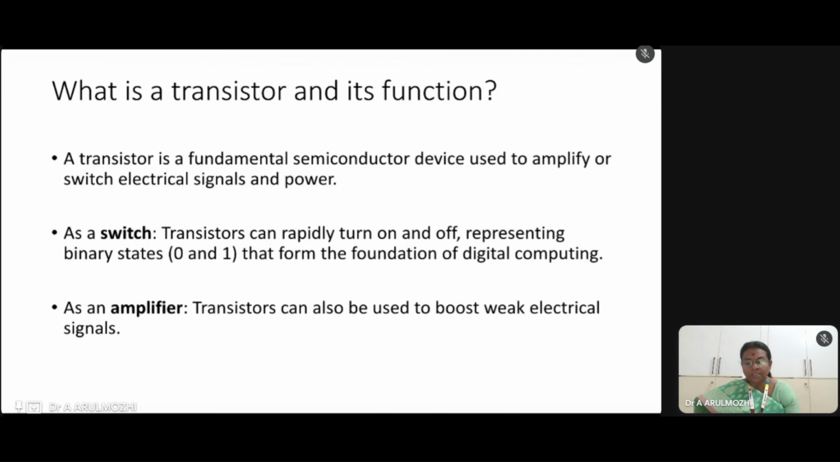Okay, next we will see what a transistor is and its function. A transistor is a fundamental semiconductor device used to amplify or switch electrical signals and power. Simply, we came to know the transistor can be used as an amplifier, or it can be used as a switching device. Okay. So in this case, if you see, when a small current is applied to the transistor base, say for example, I will show you the diagram.